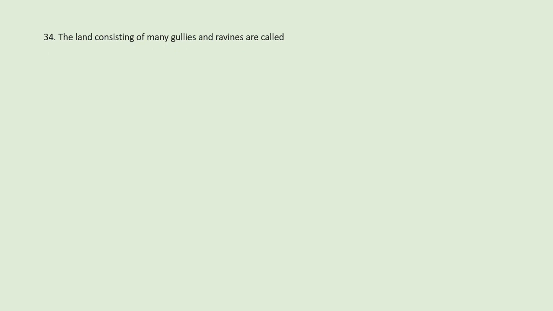Question 34. The land consisting of many gullies and ravines are called A. Gully erosion, B. Bedrock, C. V-shaped valleys, D. Badland. Option D is the right answer. The land consisting of many gullies and ravines are called badland.